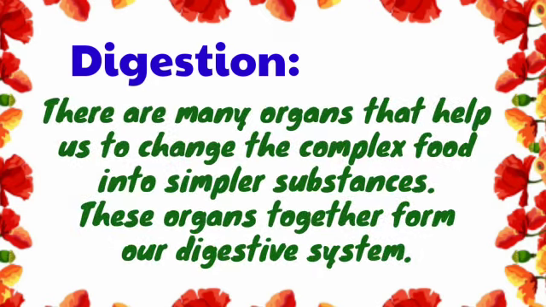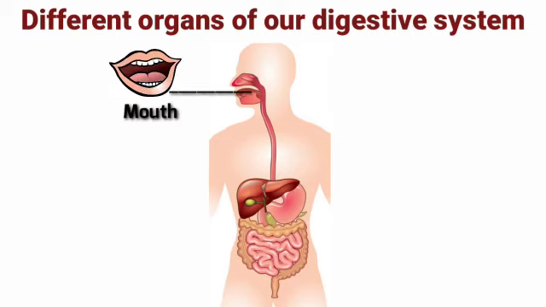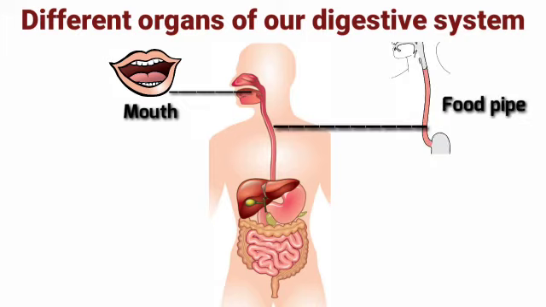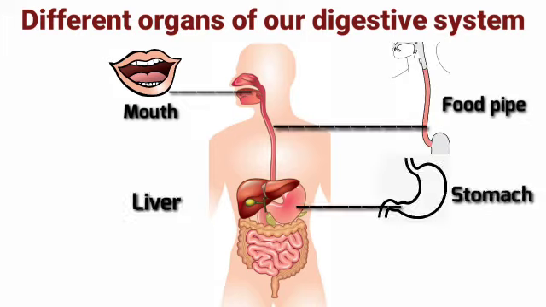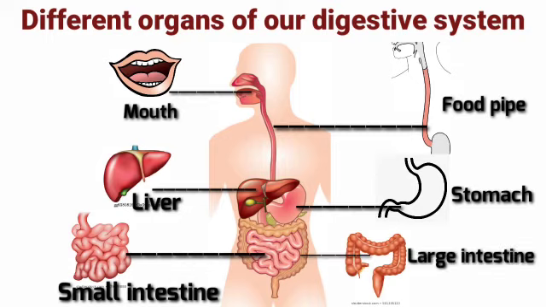There are many organs that help us to change the complex food into simpler substances. These organs together form our digestive system. The different organs of our digestive system are mouth, food pipe, stomach, liver, small intestine, large intestine, and the anus.